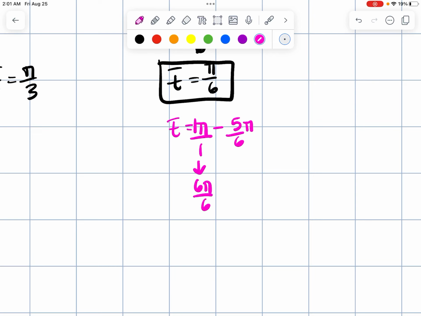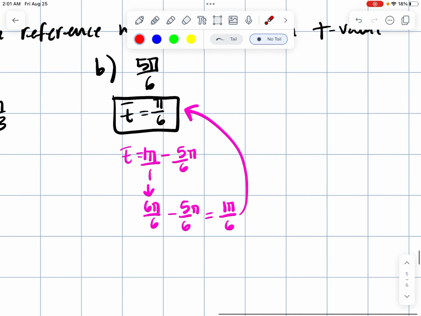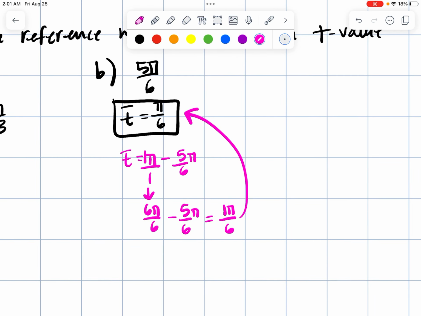this to 6 pi over 6 minus 5 pi over 6. And then, because we need a common denominator, what's 6 pi minus 5 pi? 1 pi over 6, which is what we initially solved for. 1 pi over 6 is the same thing as pi over 6. So, depending on how you want to approach this, if you notice that this distance is equal to 30 degrees, you could look up 30 degrees from our initial point, and that is the exact same distance. Okay?